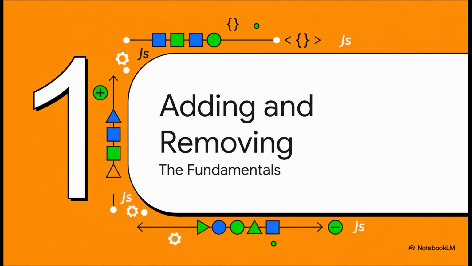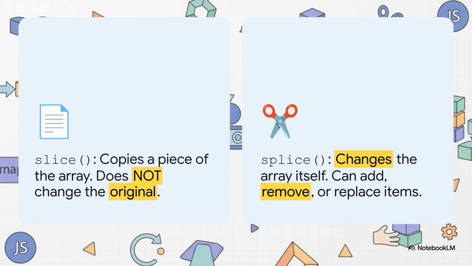Now, these might seem basic, but they introduce a really important idea you have to get your head around: the difference between changing your original array and creating a brand new one. And that brings us to a classic point of confusion: slice versus splice. They sound almost identical, but trust me, they're polar opposites in one critical way.